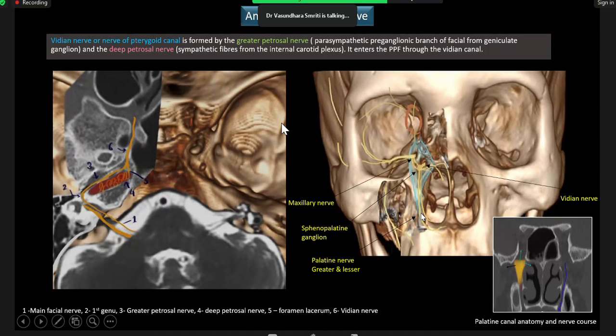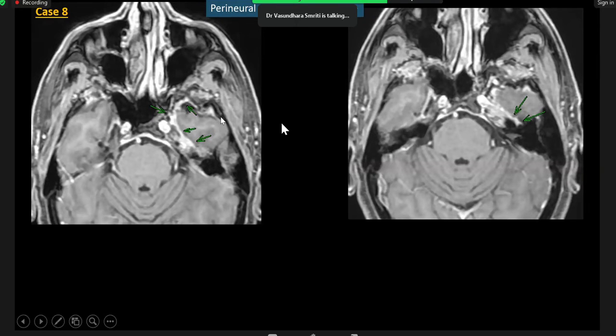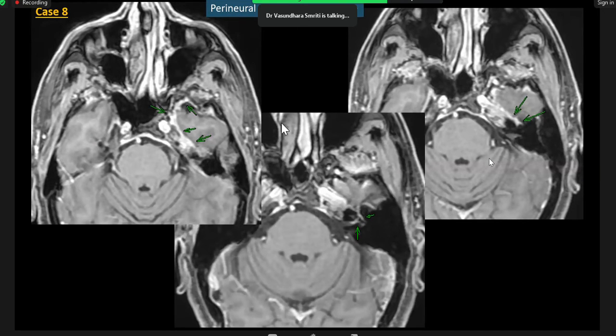So for your palate lesions, you will check your palatine canal, your pterygopalatine fossa, travel along the Vidian canal, look at your foramen lacerum, look at any enhancement anterior to the ICA, the first genu and the facial nerve. This is the pathway that you will trace for your palate lesions. So this was a case when there was some enhancement parallel to the ICA, and at the same time there was an enhancement in the genu of the facial nerve.